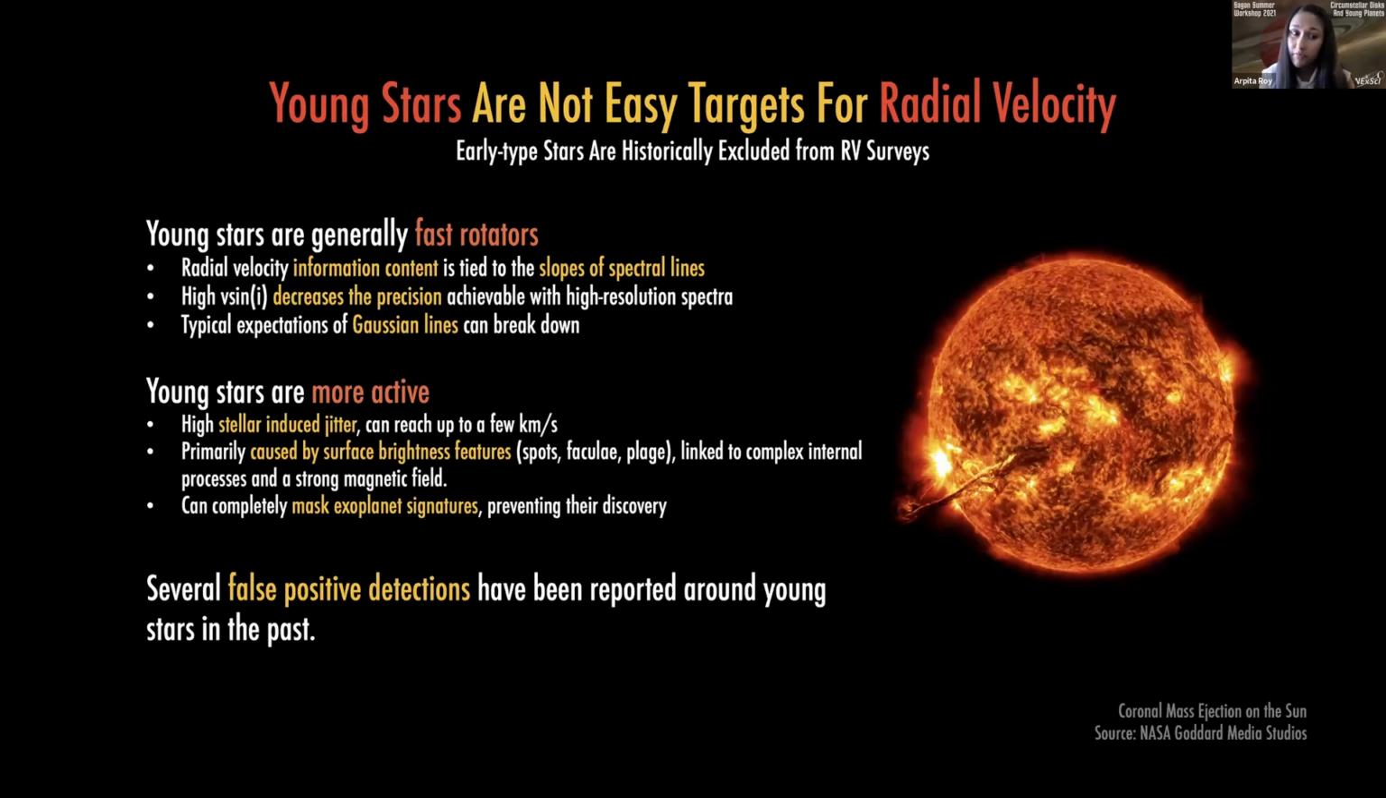But the main problem is that these stars are more active. So they have higher, stronger magnetic fields. And as a result, when you look at the radial velocity data, you're dominated by stellar jitter, so noise from the star, up to several kilometers per second potentially. And so as a result, if there are small planets or even medium-sized planets around the star, they are hidden in the noise from the star. And so in the past, there have been several false positive detections around young stars, which makes people a little bit hesitant to study these stars with radial velocity.